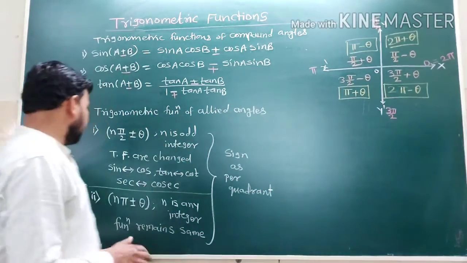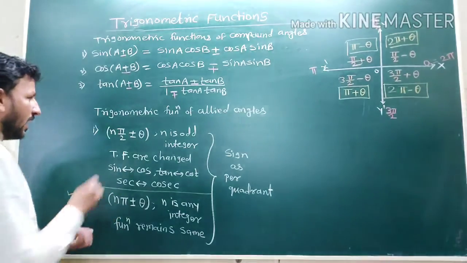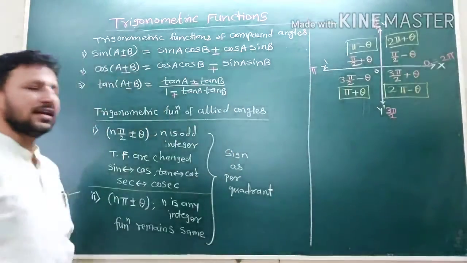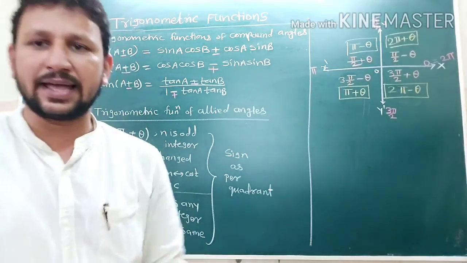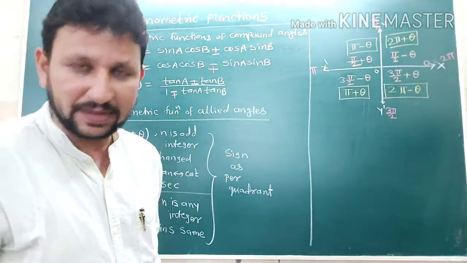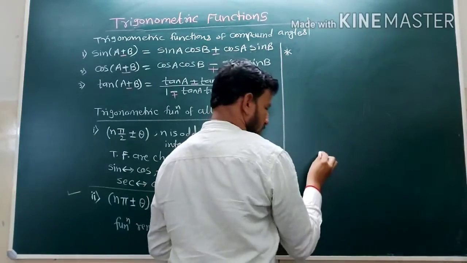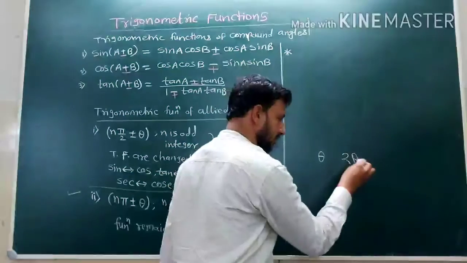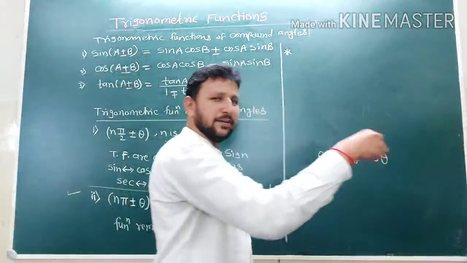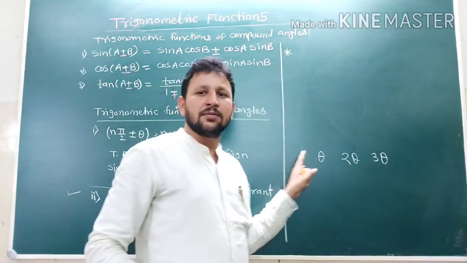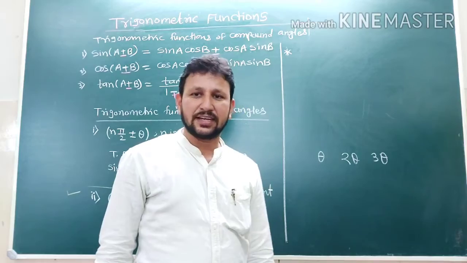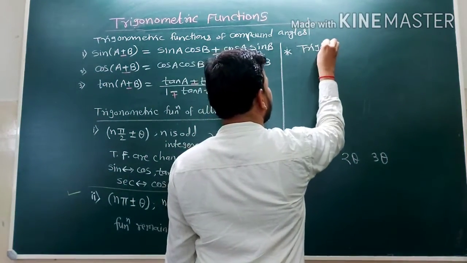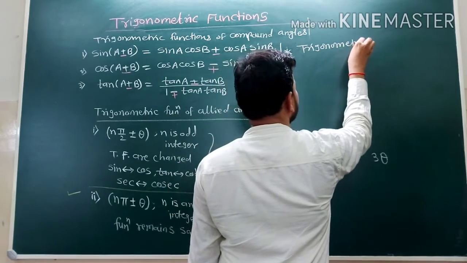Then after the trigonometric functions of allied angles, we learned the next concept related to the trigonometric functions of multiple angles. See the meaning of multiple angles. You have given the angle theta. If you write 2 times theta, 3 times theta, 4 times, 5 times, they are called the multiple angles of theta. So learn the concept of trigonometric functions of multiple angles.